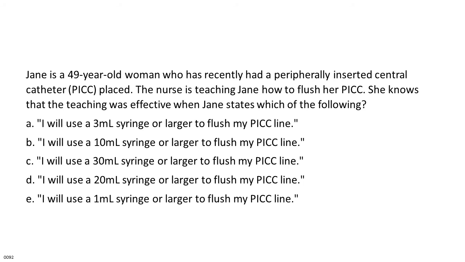Jane is a 49-year-old woman who has recently had a peripherally inserted central catheter, PIC, placed. The nurse is teaching Jane how to flush her PIC. She knows that the teaching was effective when Jane states which of the following? A. I will use a 3 ml syringe or larger to flush my PIC line. B. I will use a 10 ml syringe or larger. C. I will use a 30 ml syringe or larger. D. I will use a 20 ml syringe or larger. E. I will use a 1 ml syringe or larger.